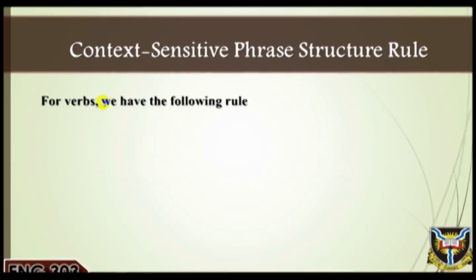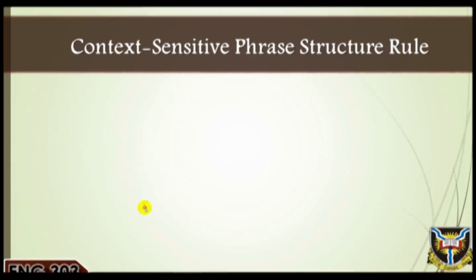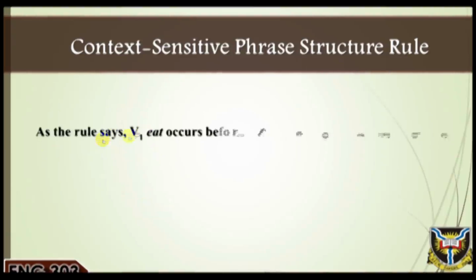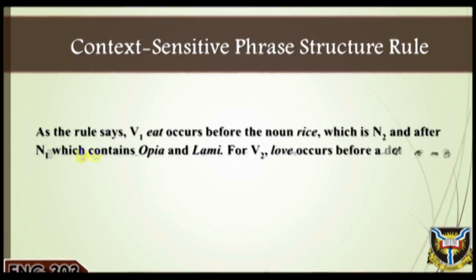For verbs, we have the following rule. As the rule says, V1 eats occurs before the noun rice, which is N2, and after N1, which contains Opia and Lami. For V2, love occurs before a determiner and after Opia and Lami.